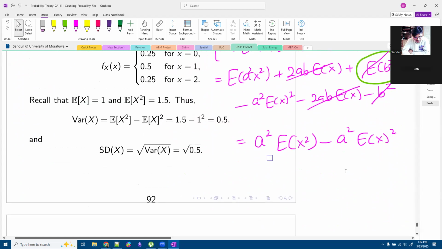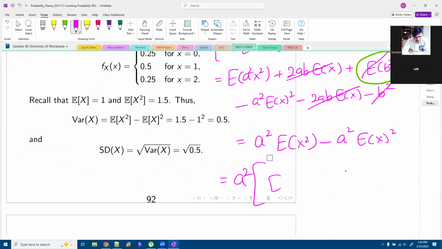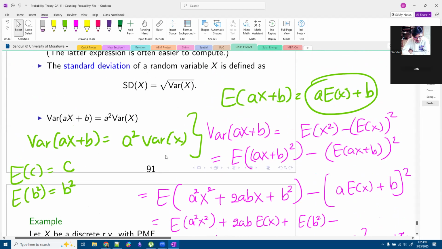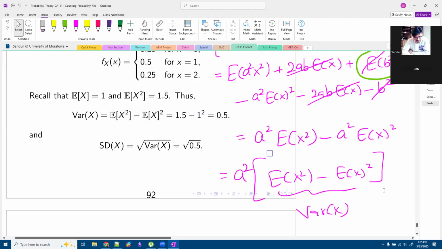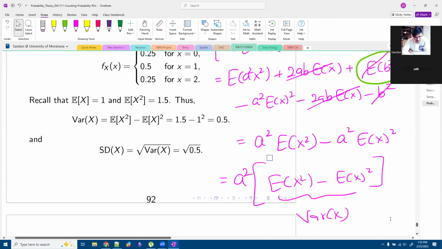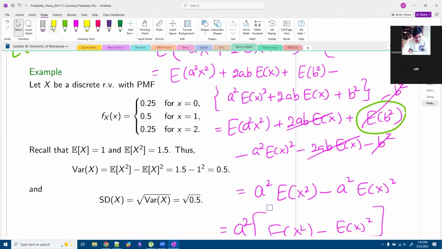And what will happen now? We can take a squared out, and inside we have E of x squared minus E of x squared, which is the variance of x. So that is how the variance of ax plus b is equal to a squared variance of x. Now I have explained how it happens, and don't tell me that in the exam I haven't done that.